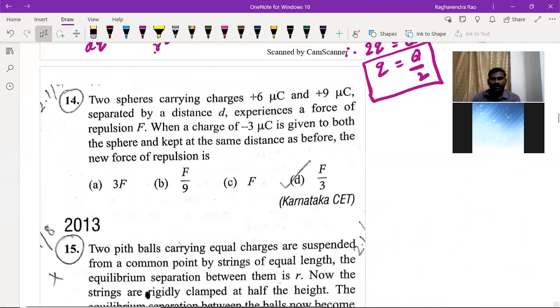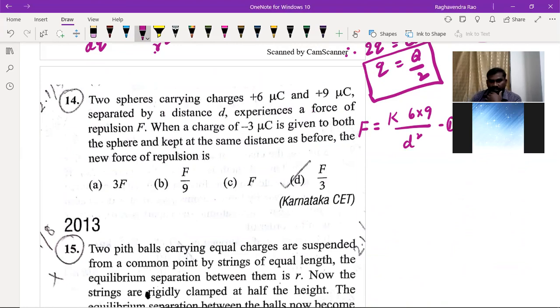Next. Two spheres carrying charges plus 6 microcoulomb and plus 9 microcoulomb, separated by distance d, experience a force of repulsion F. This is plus, this is plus, like charges repel each other. Now we can write F is equal to K into 6 into 9 microcoulomb squared by distance d square. This is equation number 1.